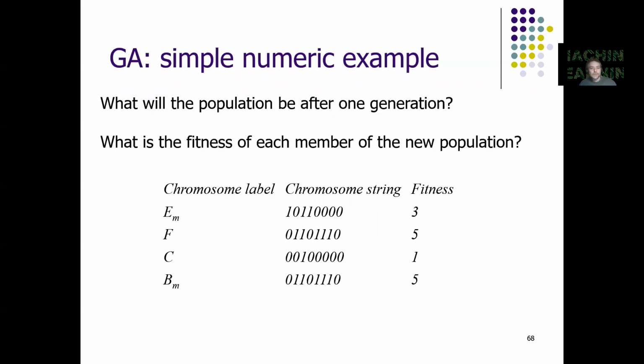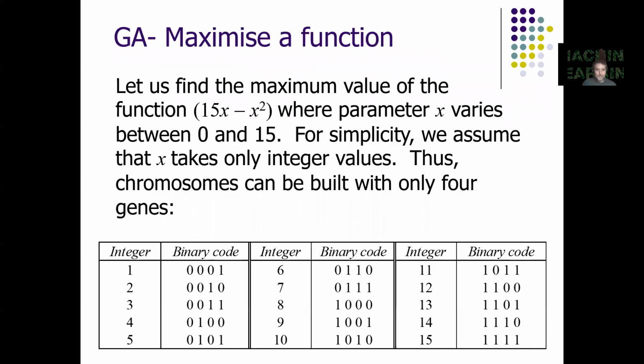So what is the population after one generation, and what is the fitness of the members of the population? And you can see what happens here. We have EM, F, C, BM. You can see the chromosome string and the fitness. The fitness is based on the calculation of the ones in the bit string, so it's very easy to produce. And these are the members of the population at the end of this generation.